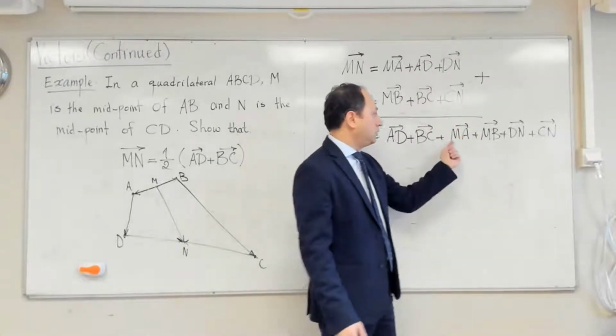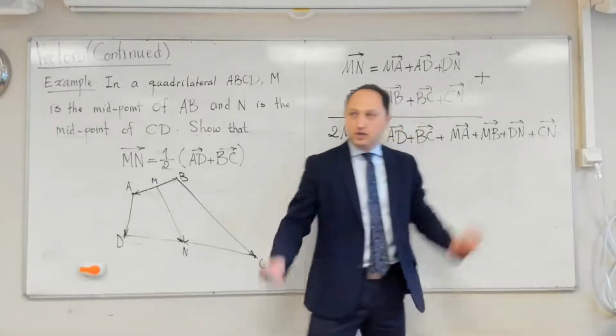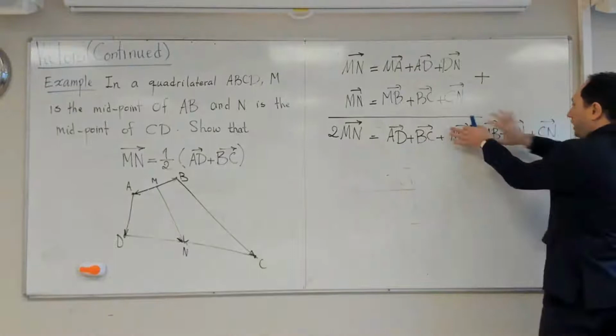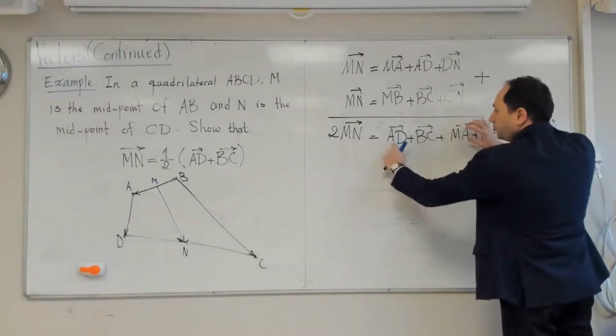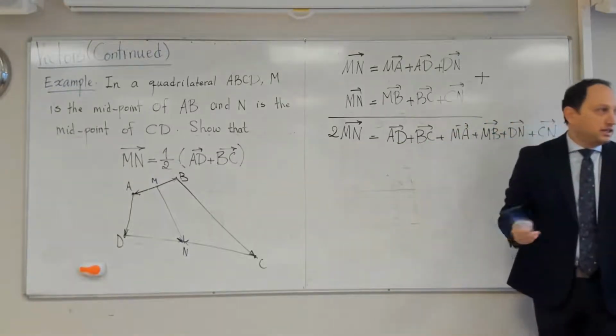Can I find a way to show that this is 0? If this is 0, do you agree I am done? Because if that bunch of vectors add to 0, I can just ignore them. Then I will get 2MN equals to this. Then I divide by 2, I get my answer. Is that clear? Yes. This is the way.